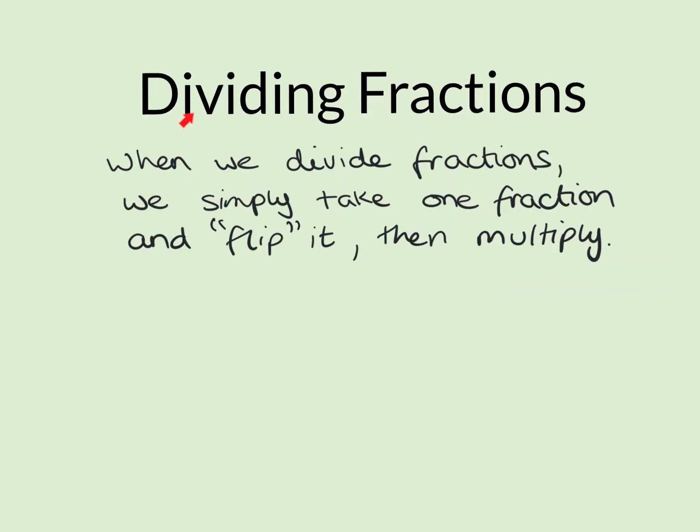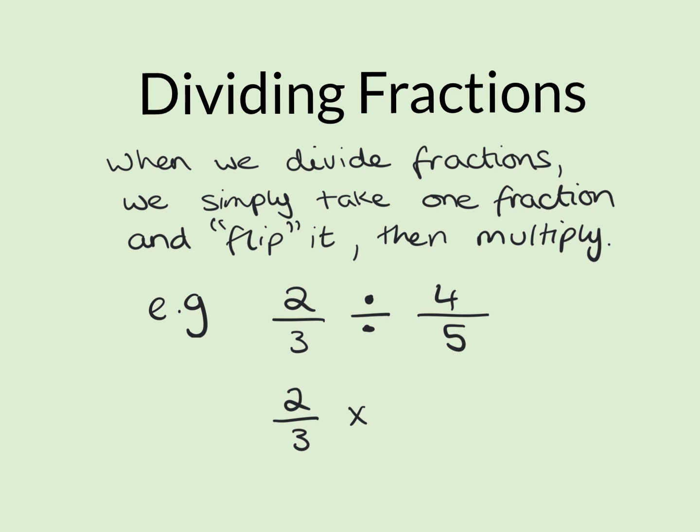Okay, so you may remember from first year when we're dividing fractions. When we divide fractions, we simply take one fraction and flip it, then multiply. So if I use a numerical example here, let's say we have 2 over 3 divided by 4 over 5. Well, then we can simply rewrite that as 2 over 3 times, and flip this fraction here, so that instead we have 5 over 4, and that's going to give us 10 over 12, again numerator by numerator, denominator by denominator, and then simplify that down, we're going to get 5 over 6.